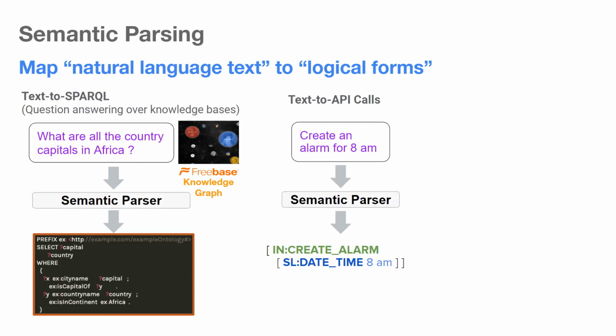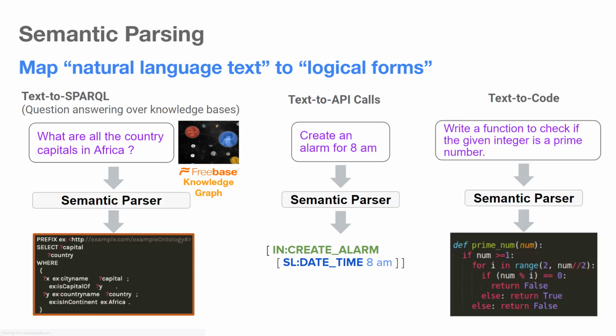Another application is converting user instructions to API calls in virtual assistants. For example, mapping a user query to set the alarm for 8 a.m. to its logical form containing intents and slots. Similarly, semantic parsing is required in programming assistants to map text descriptions into executable code.